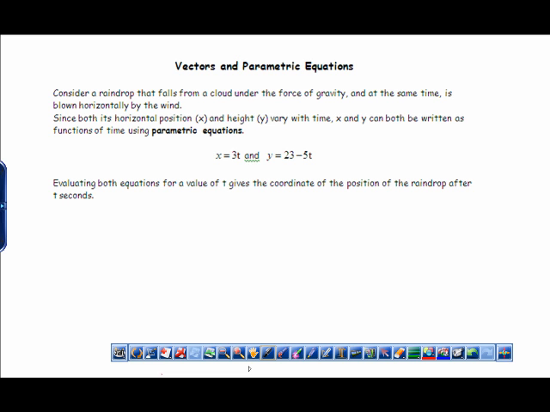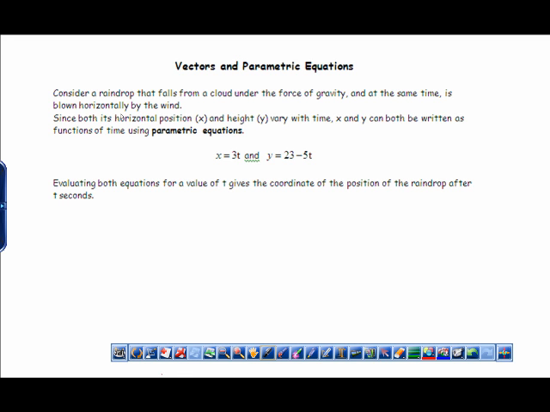So let's just start with something that you can easily visualize. It says, consider a raindrop that falls from a cloud under the force of gravity, and at the same time it is blown horizontally by the wind. So this is definitely something that you should see, and this is what would happen. No raindrop would probably ever fall straight to the ground. It would be blown horizontally. In this case, we're going to assume the simplest case scenario, which is just a straight horizontal wind, which is, we're not even considering direction.